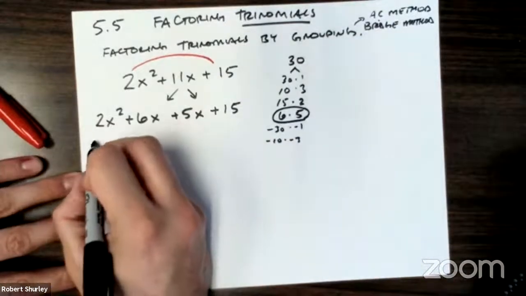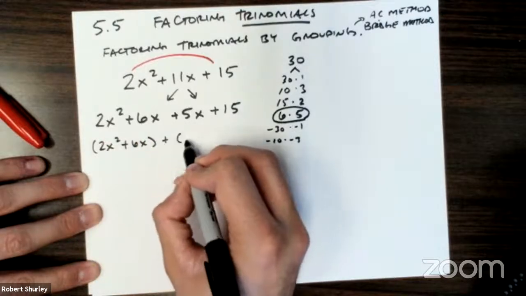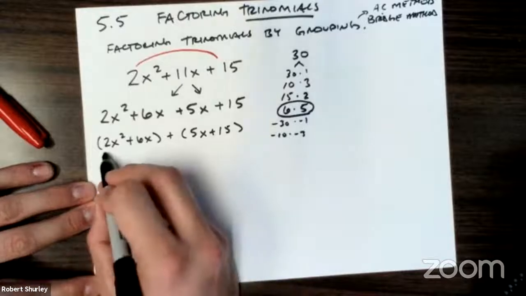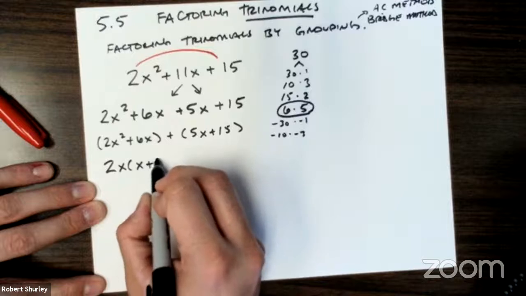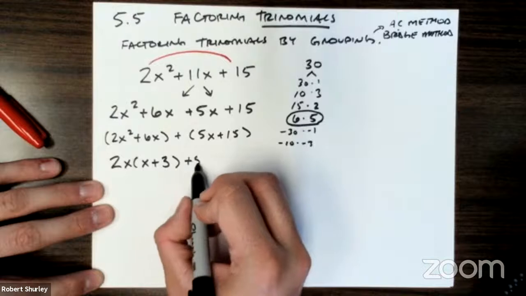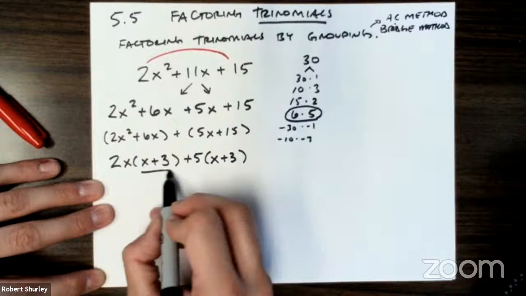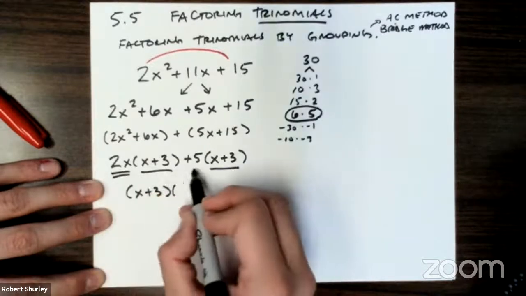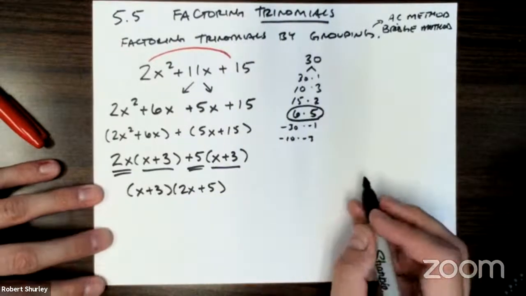So I'm going to put parentheses around the first 2. Remember, you have to have a plus sign in between here. First 2 and last 2. I can factor a 2 and an x out of this first one. That leaves me with x plus 3. Oh, I need to factor a 5 out of the second one. Leaves me with x plus 3, right? These match, so I can factor the x plus 3 out, and it leaves me with the 2x plus 5.